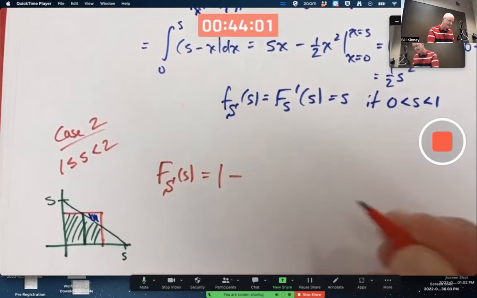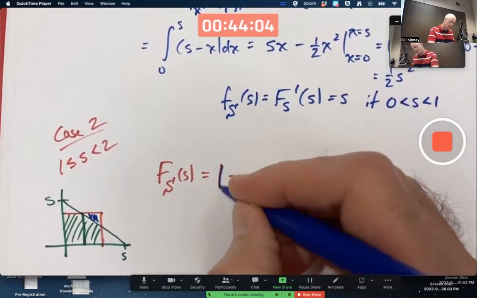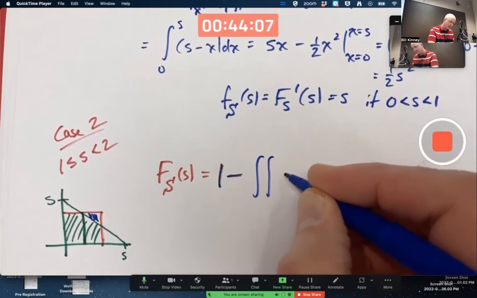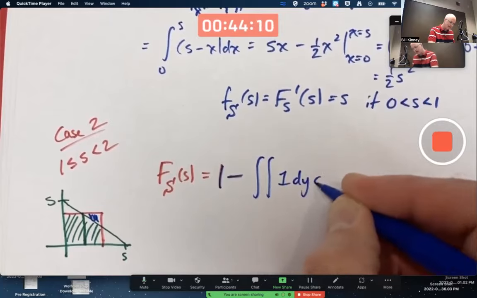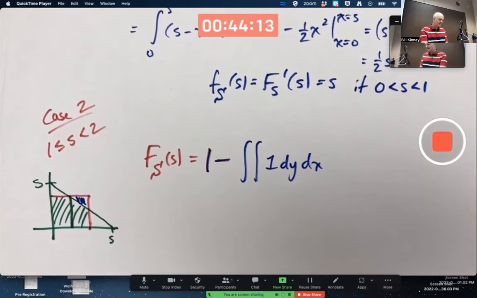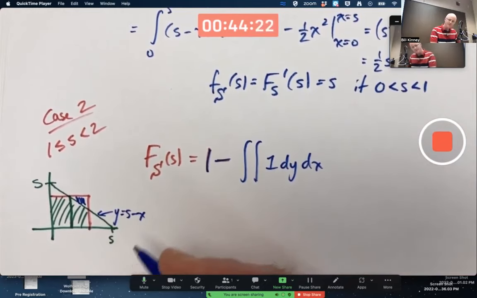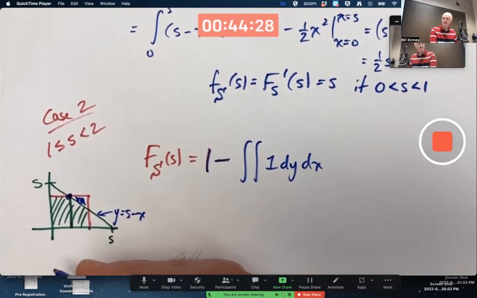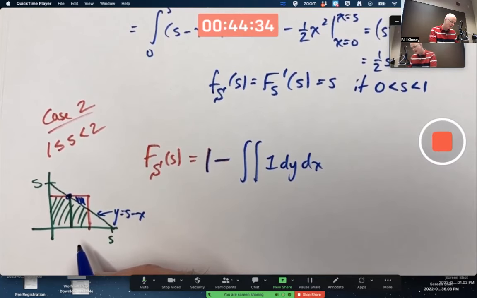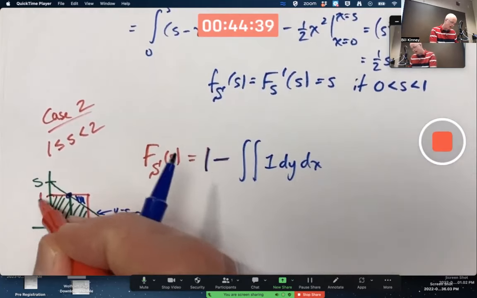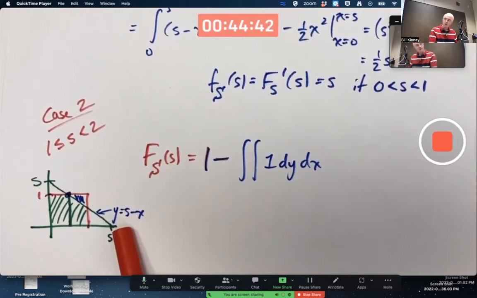Think of this as 1 minus, do it in blue here, 1 minus the double integral of 1 times 1, which is 1, dy dx. The hardest part here is the limits of integration. Remember, this green line here has equation y equals s minus x. What are the coordinates of that point? For a fixed s? Well, this is at 1. They are where this line intersects y equals 1.